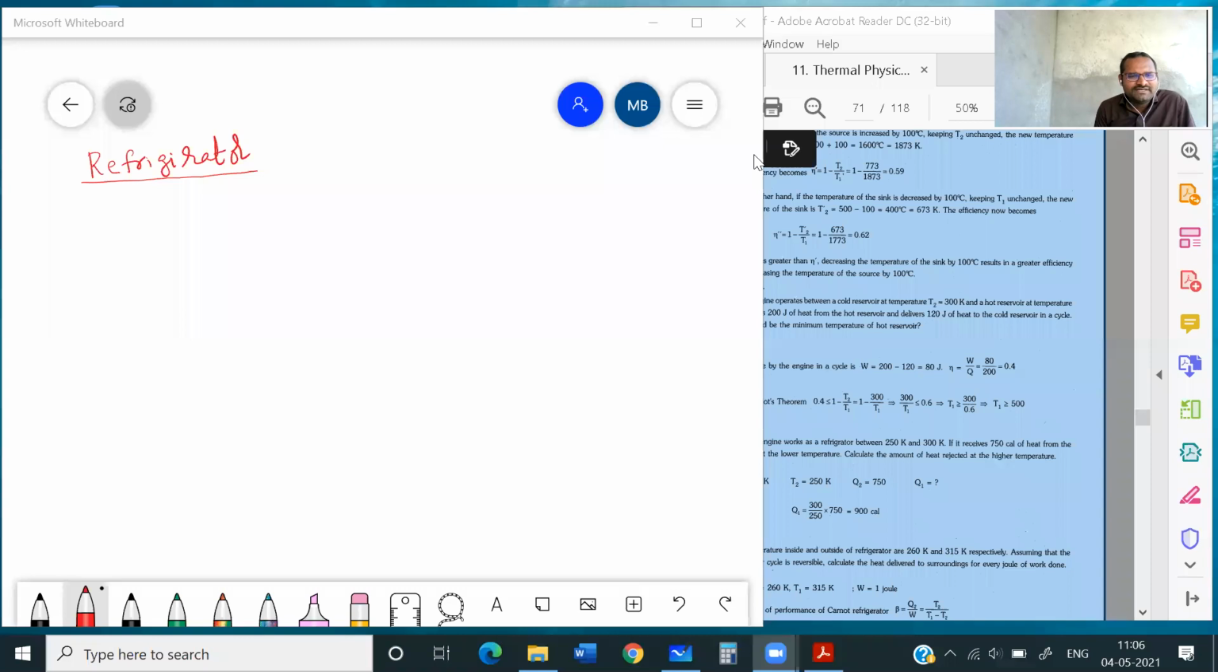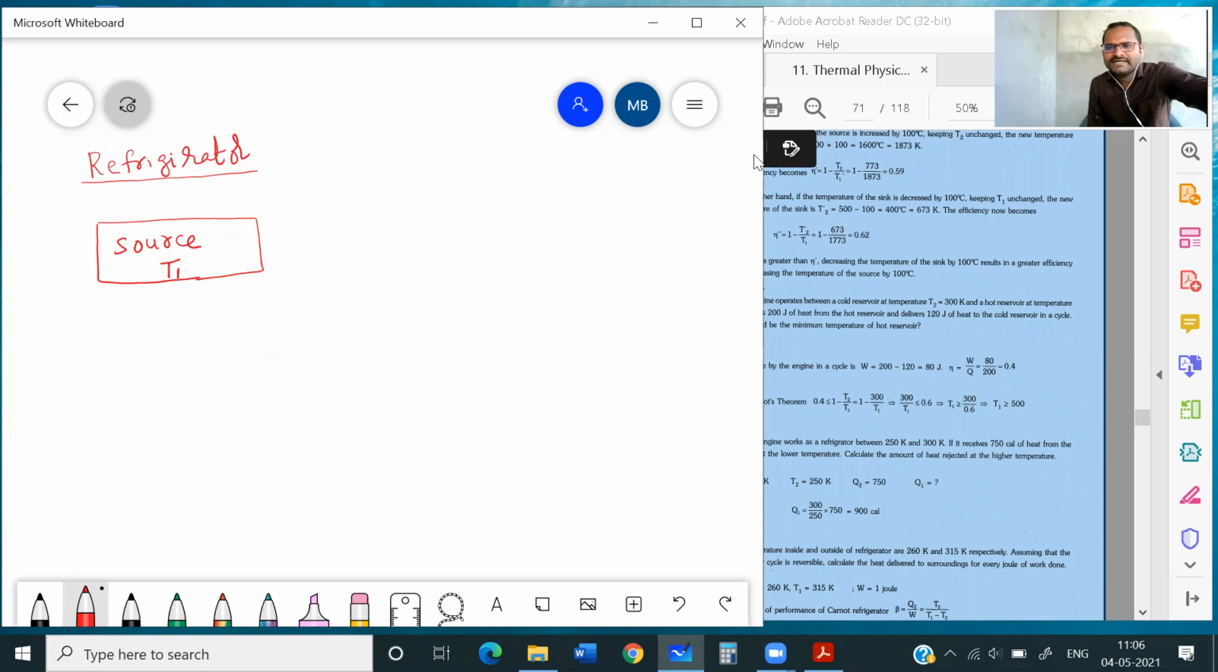I will show you. One sink will be there. Sorry. First, let us take a source. In a refrigerator, one source will be there. This source is always maintained at a higher temperature T1, so it will have a high specific capacity, so that it is always maintained at T1. It will have one sink also, maintained at a lower temperature T2. The sink also will have a high specific capacity.